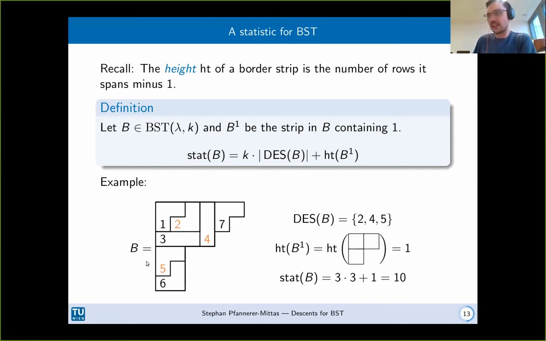So we already calculated the descents. There were 3 of them, 2, 4, and 5. And now we have to get the height of the strip containing 1. So this is this strip here. It spans 2 rows. So the height of it is 2 minus 1, giving 1. And the total statistic is now 3, because that's the strip length, times the number of descents, which is 3, plus 1, which is the height here, giving 10.